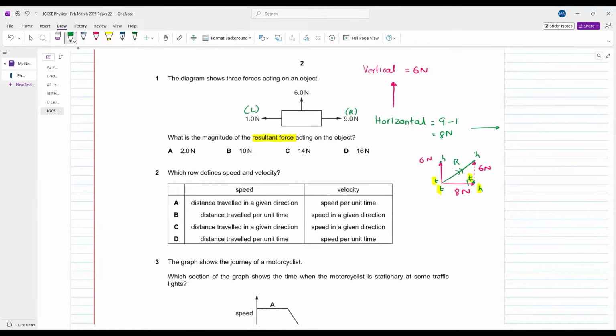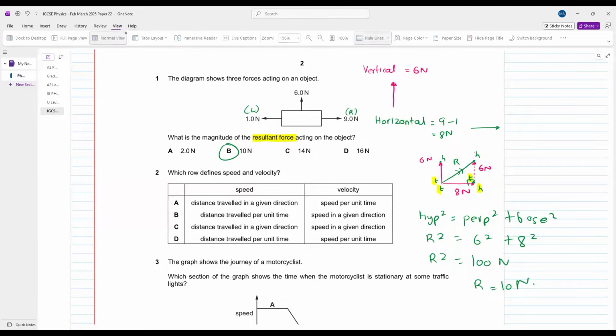How will you calculate the resultant? We will calculate it using Pythagoras theorem. Hypotenuse squared is equal to perpendicular squared plus base squared. Let's say your perpendicular is 6, base is 8. Resultant squared comes out to be 100 Newton squared. Resultant comes out to be 10 Newton. B is your answer. Perfect.